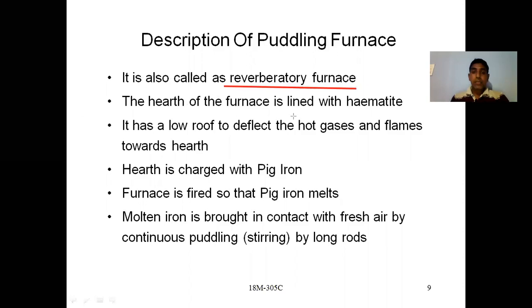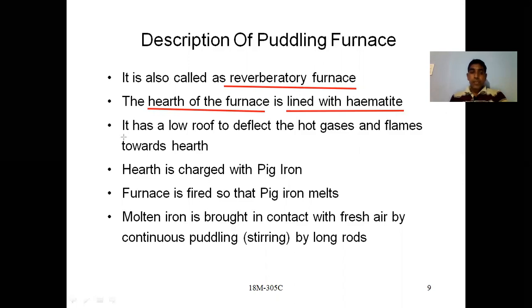So the hearth of the furnace is lined with hematite. If you see the hearth, where the metal settles in the furnace, it is lined with hematite. What is hematite? Hematite is nothing but one of the iron ores. So that is hematite.